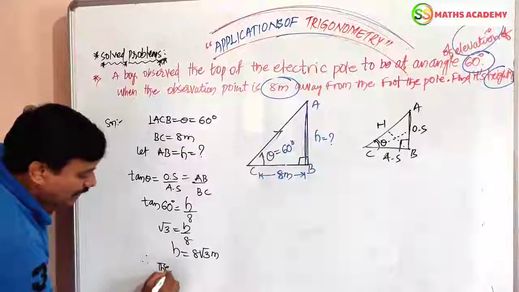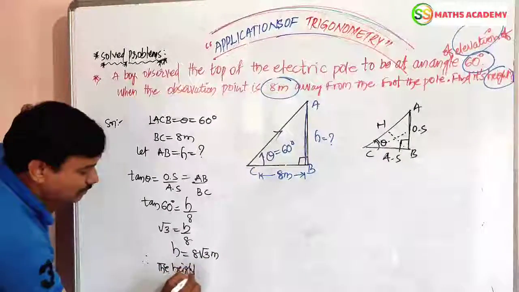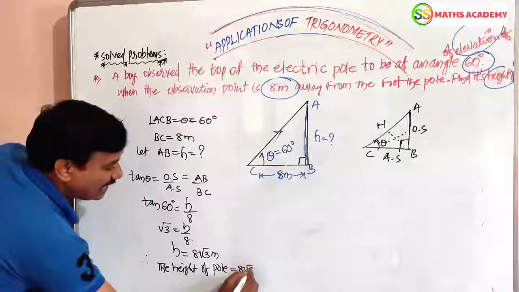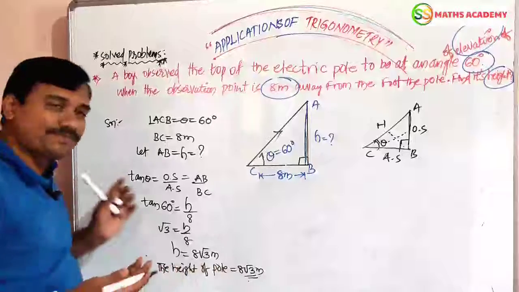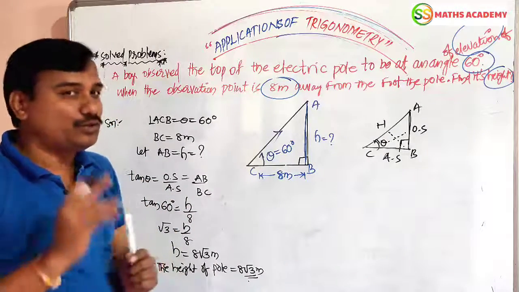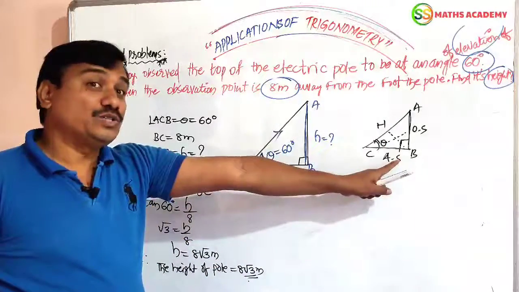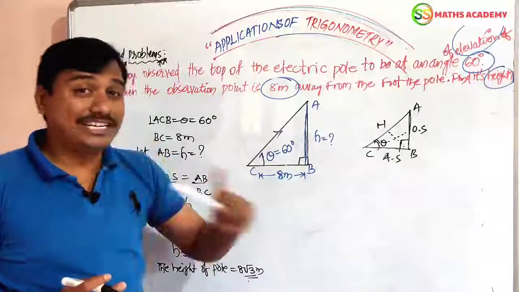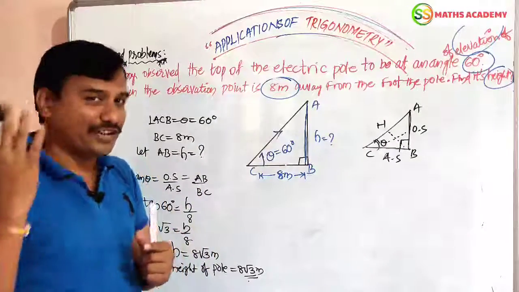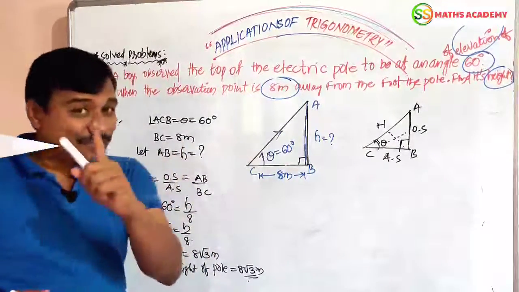Therefore, the conclusion: the height of the electric pole is 8 root 3 meters. This is your answer. We should get it in a simple way, friends. If you know two things, you know SOHCAHTOA and you know the trigonometric table, these application of trigonometry questions are very easy for you, friends. Right? Now let us see one more good question.